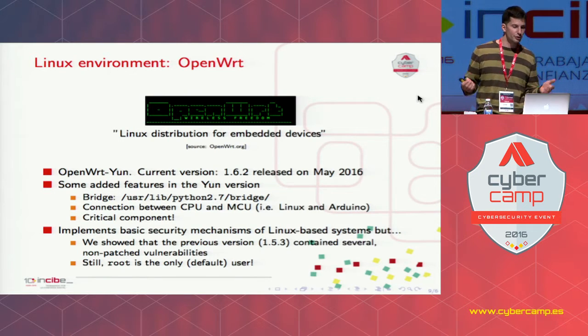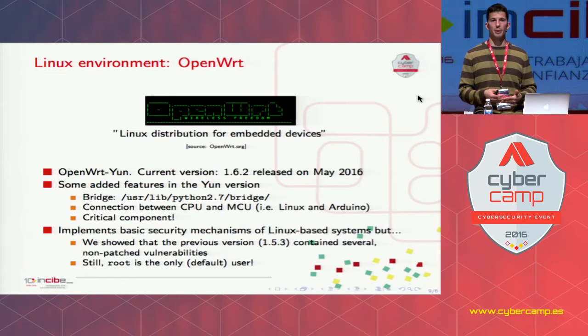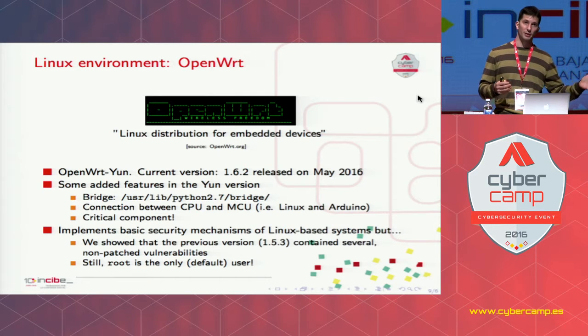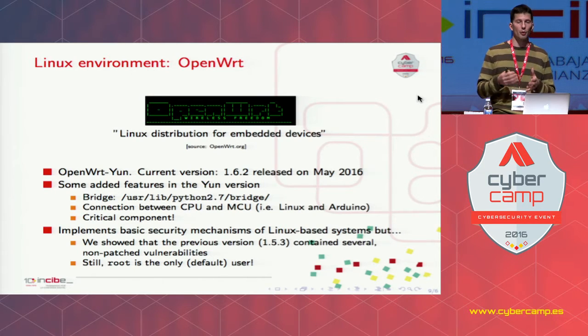So here we have the OpenWRT. This is a Linux distribution for embedded devices, light ones, and routers. There is a specific version, OpenWRT Yun. I have to tell you that all the research that we did started last year in December. And we said, okay, let us take this OpenWRT and analyze it. And the version that we have now was released in May 2016. It came with a number of changes that I will tell you about later on.